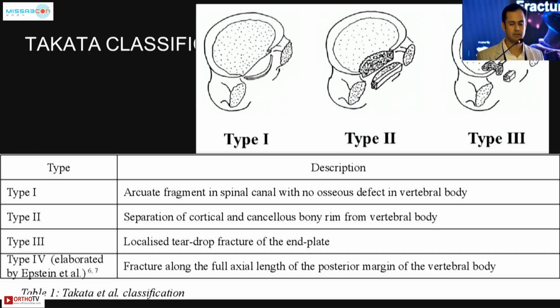So there is one classification that's called the Takata classification. It classifies the PARF lesions into 3 types, type 1, 2 and 3, which increase in severity. Type 1 is the arcuate fragment which projects into the spinal canal without any defect in the vertebral body. Type 2 is the separation of cortical and cancellous portions of the bony rim into the vertebral body, and type 3 is a localized teardrop fracture. Type 4 has not been described in the original classification, but it's a fracture along the full axial length of the posterior margin of the vertebral body.